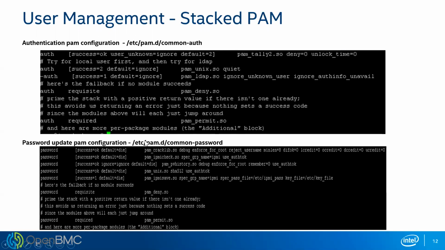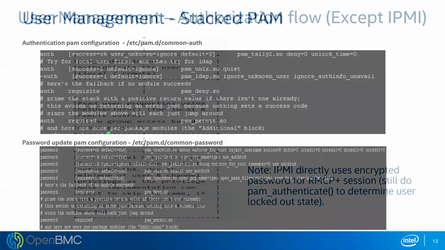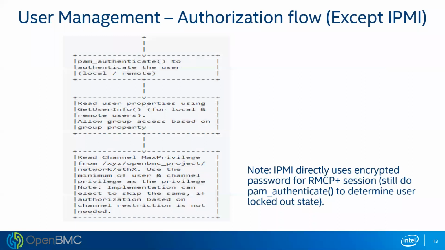So again, for password updates the file we use is /etc/pam.d/common-password, and this is just for reference purposes. I keep it here, right? And moving on. Having said this, after authentication, authorization has to happen, right?